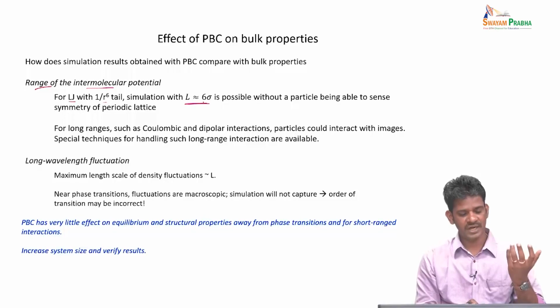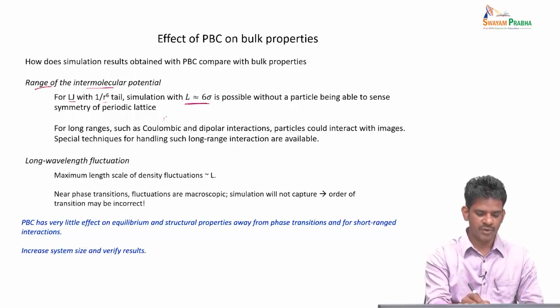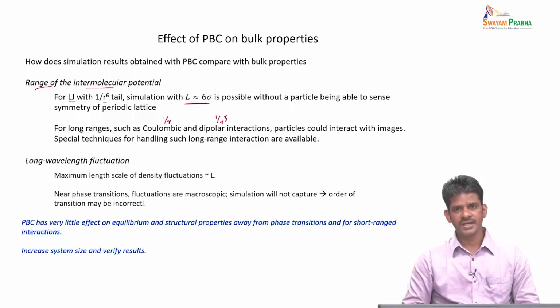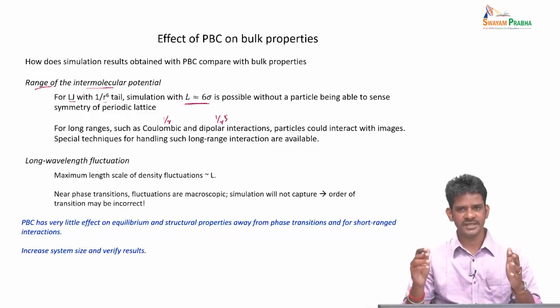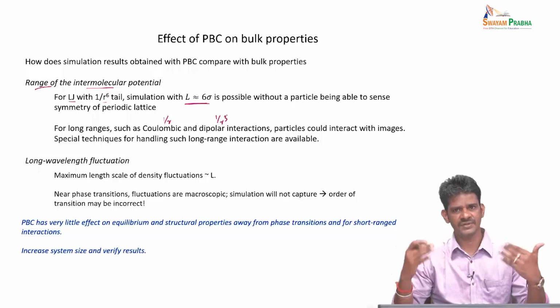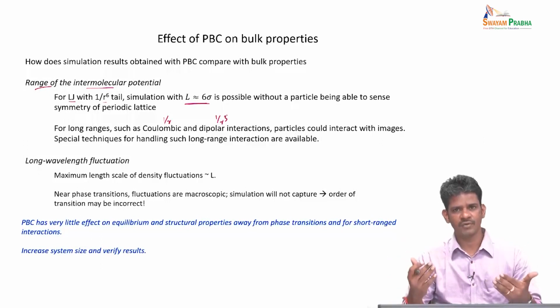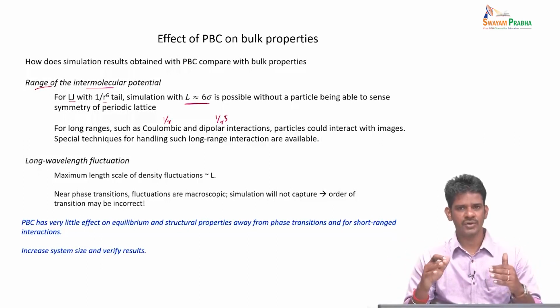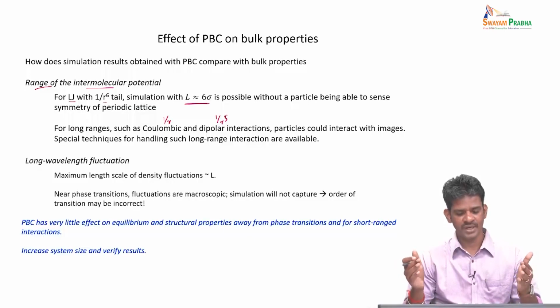On the other hand, if you look at long range forces like Coulombic or dipolar interactions, which go as 1 by r or 1 by r power 3, it essentially means that you have to have a very large simulation box. Then the system size goes up, and the computing time required will also be very high. So it's not feasible to handle such long range potentials directly, but we will talk about certain special techniques to handle such long range interactions.